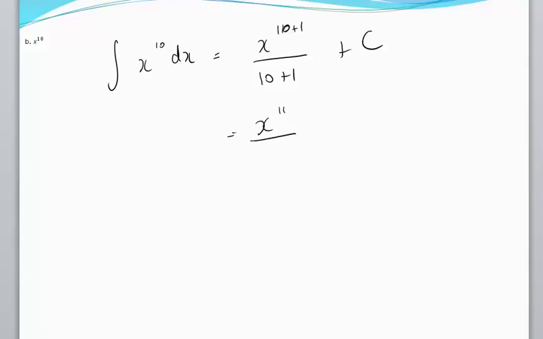So for B, we have x to the power of 10. We want to integrate x to the power of 10 here. So we have x to the 10 plus 1, divided by 10 plus 1, plus the constant c, is x to the power of 11 divided by 11 plus the constant c.